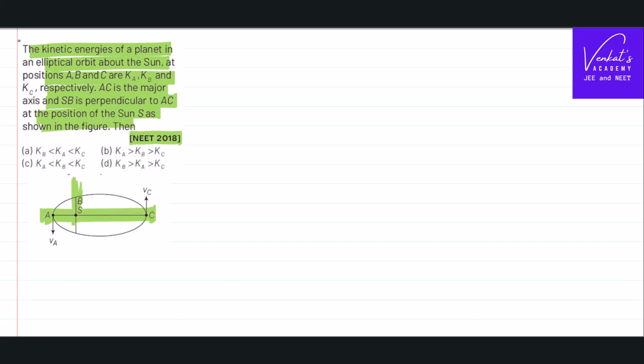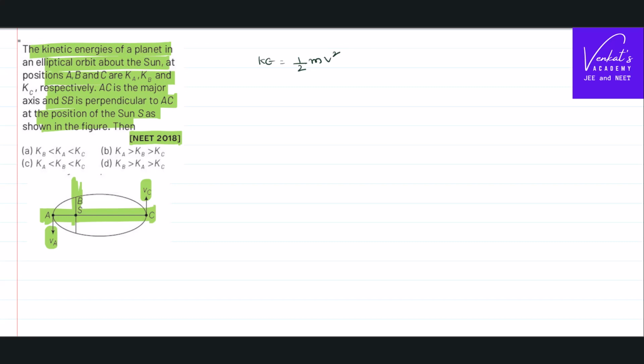Then how are these kinetic energies related to each other? Where at this point its velocity is VB, VC, and at this point velocity is VA. So if I have to know kinetic energy, I know the formula for the kinetic energy: kinetic energy of any body is half mv square, where m is the mass of that planet, v is the velocity at a given instant.